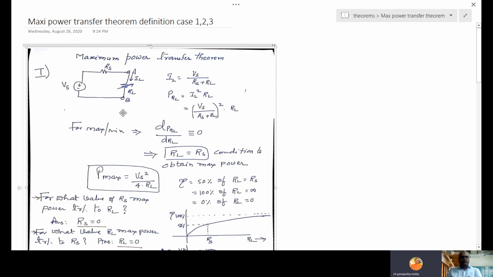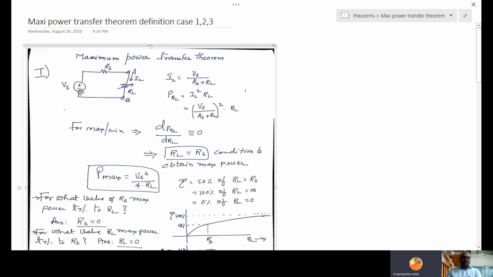So let us start from the basics. Maximum power transfer theorem. There are three cases. The basic idea behind this theorem is for what value of load maximum power is transferred. That concept we study in this theorem.